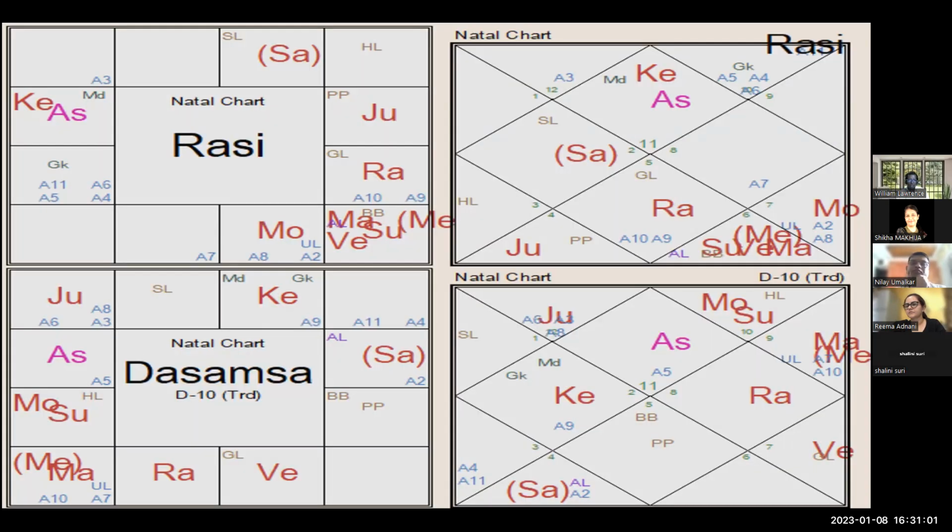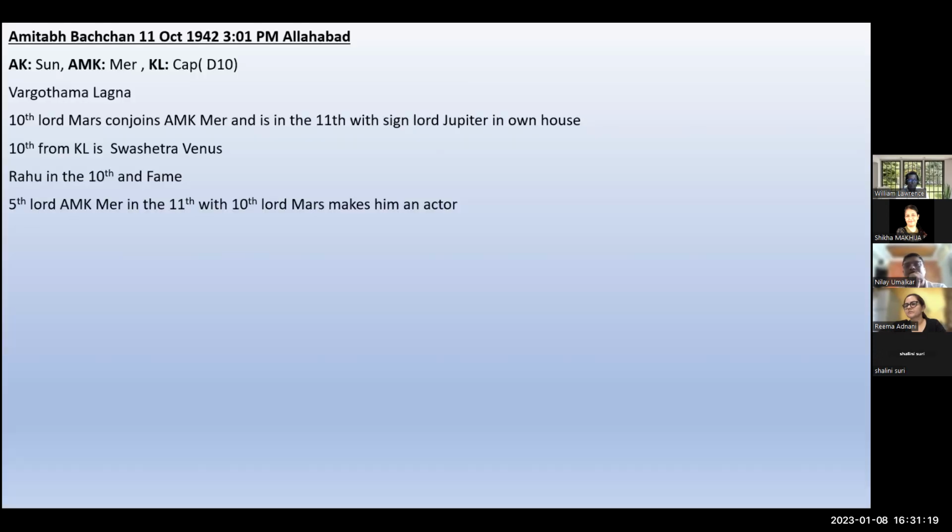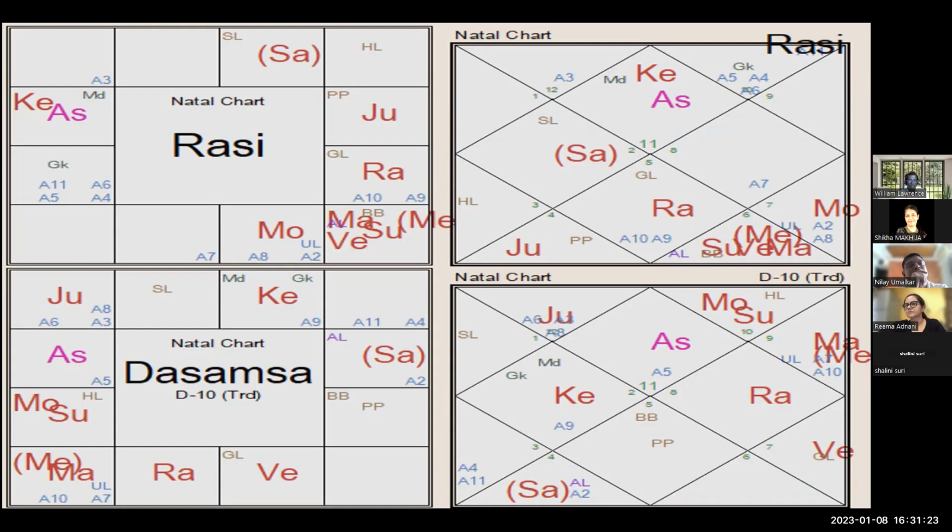Okay. Now check where the Karakamsa Lagna is. Yeah, 1, 2, 3, 4, 5, 6. The Karakamsa Lagna falls here. Karakamsa Lagna falls in the 6th house. I mean, the 11th house it falls, where the 10th Lord Mars is sitting. Okay. You can see Mercury conjoined there.